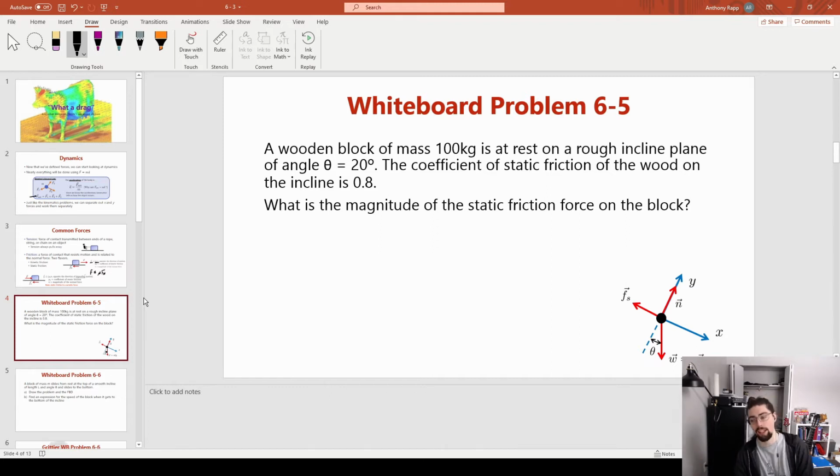What is the magnitude of the static friction force on the block? And I have already gone so far as to draw out what your free body diagram might look like. Go ahead and use that. So I'm going to say take 3 or 4 minutes, come up with a good answer for this one, and then we'll talk about it together.